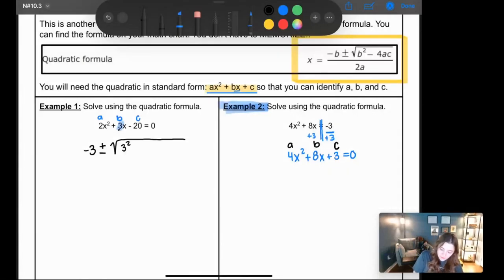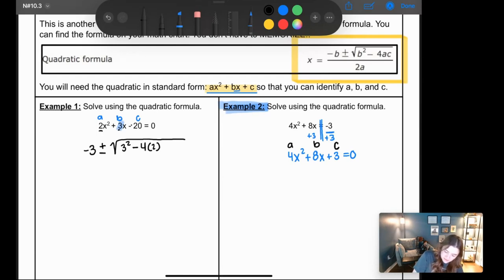Minus 4, so minus 4, okay? And because we're multiplying, I'm actually going to put a in parentheses. So remember, it says it right here. It's 2, so 2. And then I'm going to close that parentheses. Okay, and then it says times c.